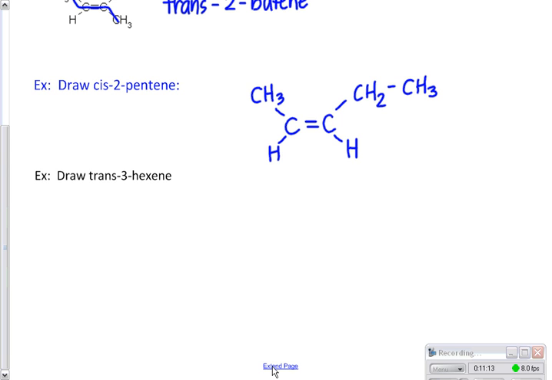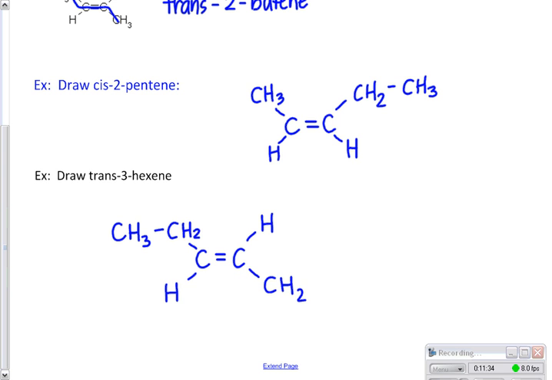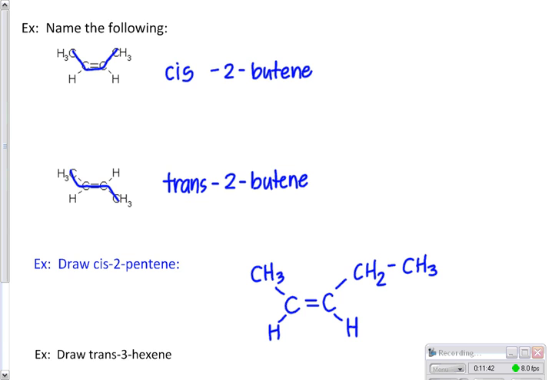Hexene means we're going to have 6 carbons. The double bond is going to go between the 3 and the 4. So I'm going to have 2 carbons going this way. And you can figure out your H's easily afterwards if that makes more sense to you. Since it's trans, I'm going to put the H's on the opposite side from each other. 1, 2, 3, 4, 5, 6 carbons total. And that's how you'd name trans 3-hexene. And that brings us to the end of naming alkenes. Good luck.